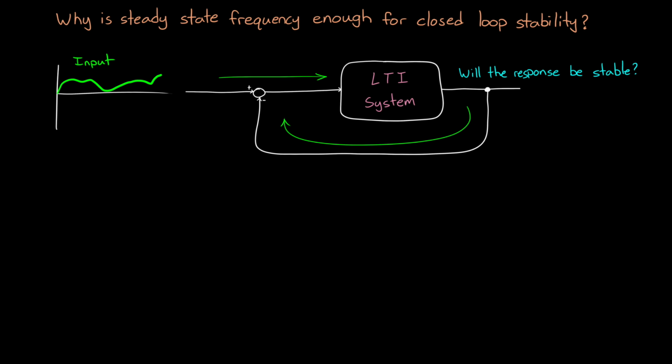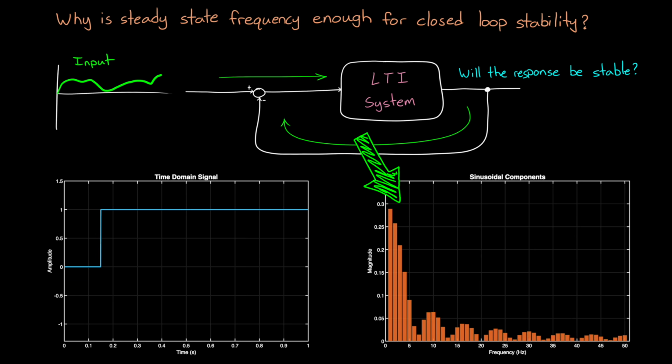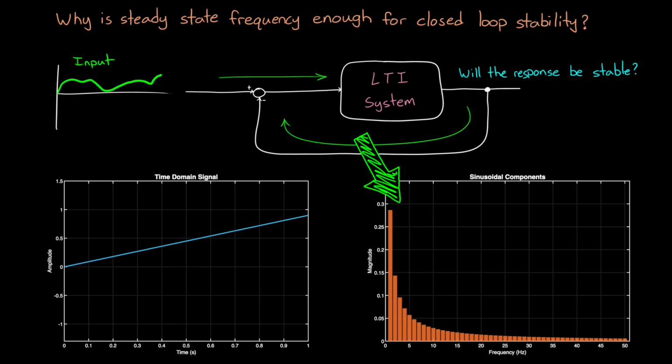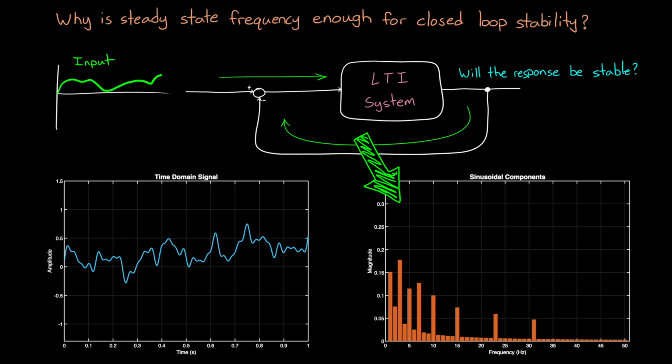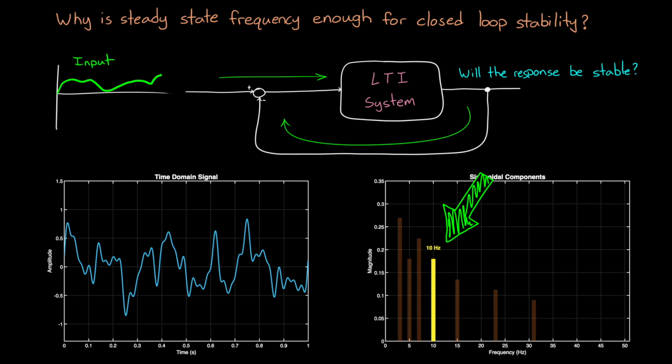And here is where Fourier comes in, because any signal can be described as a sum of sinusoids across a spectrum of frequencies. A step input, a ramp, or a random disturbance. We can think of all of these as a superposition of a bunch of sinusoids. And this is important for LTI systems because we know that in steady state, a sinusoid doesn't change frequency. So if we just look at the 10 Hz component of the signal going around the loop, it will always be 10 Hz in steady state.